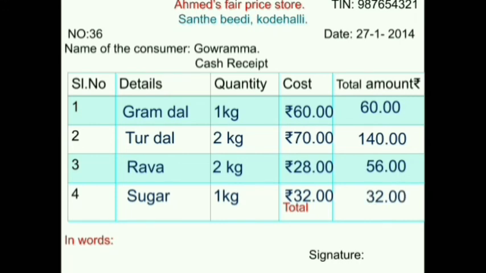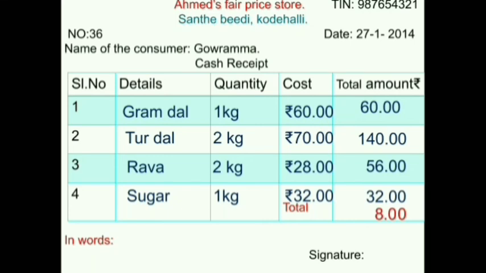Now we will add the total amount of all the items. 60 plus 140 plus 56 plus 32. First we should add paise. In paise column we have zeros. So we should write zeros in paise column. First we should add 0 plus 0 plus 6 plus 2. 0 plus 0, 0. 0 plus 6, 6. 6 plus 2, 8.